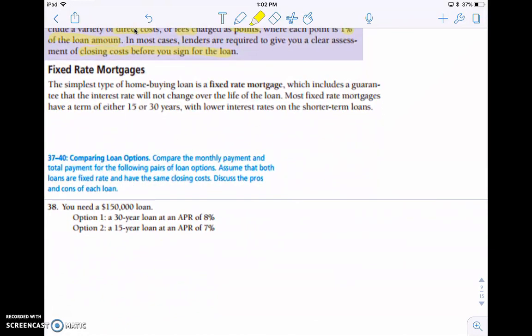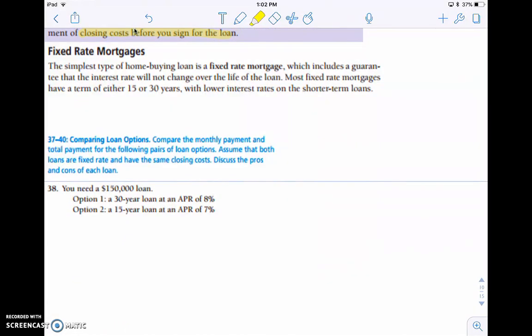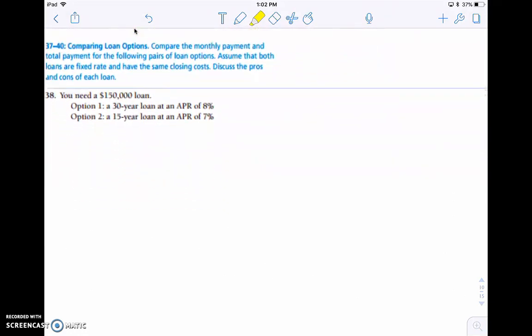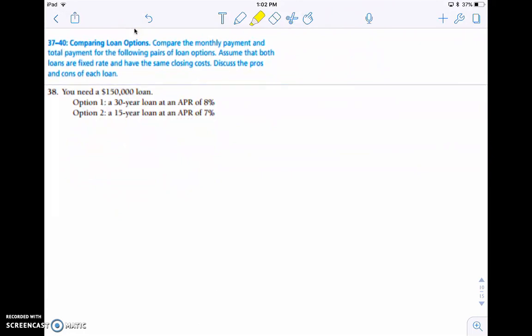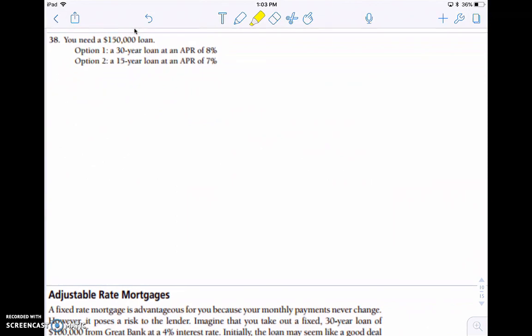A fixed rate mortgage, the simplest type of mortgage, is a guaranteed interest rate that will not change over the lifetime of the loan. Most fixed rate mortgages you see are either in a term of 15 years or 30 years, with the lower interest rates going on the shorter term loans because it's less risky. So we're going to compare a couple of options here, and we're going to assume that both of these are fixed rate loans. They have the same closing costs, and we'll discuss the pros and cons of each.